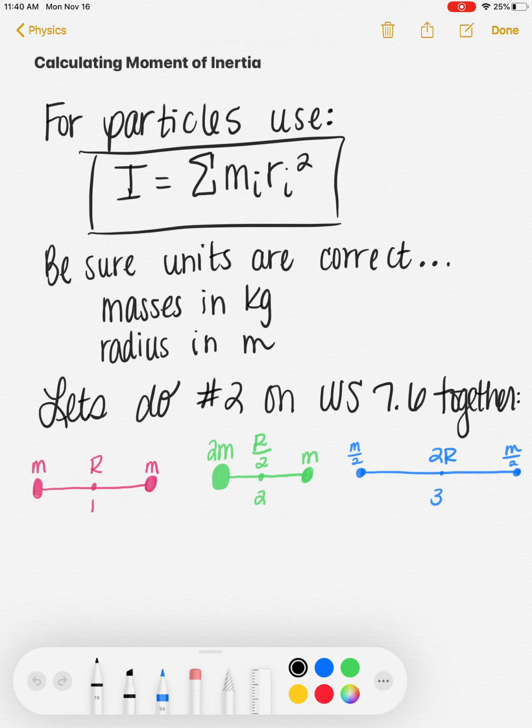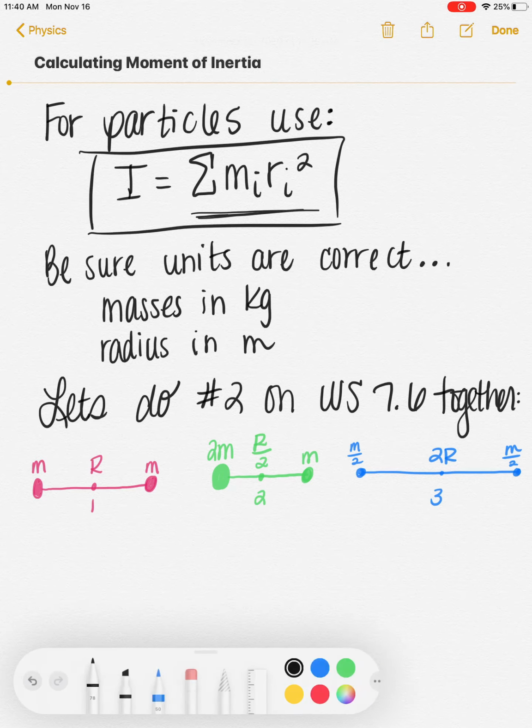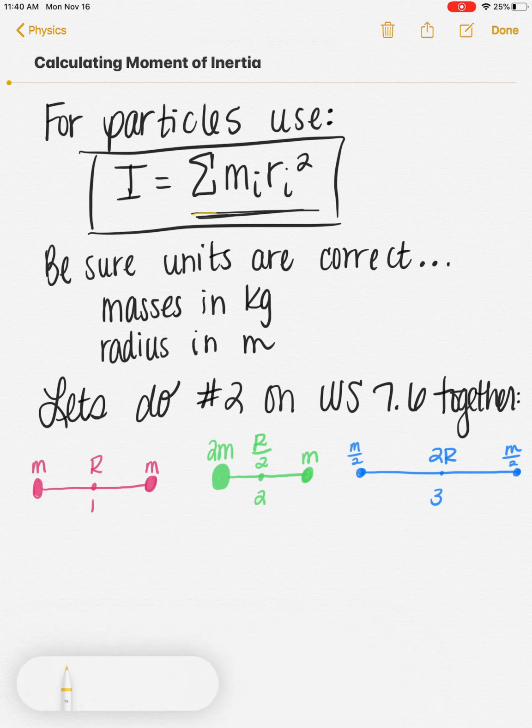So the basic equation that I gave for this moment of inertia is that moment of inertia equals the sigma, the sum, of the mass of each particle times the radius of that particle squared. And the radius is the distance between where that particle is and the point of rotation. Be sure that your units are correct. All masses must be in kilograms and the radius must be in meters.